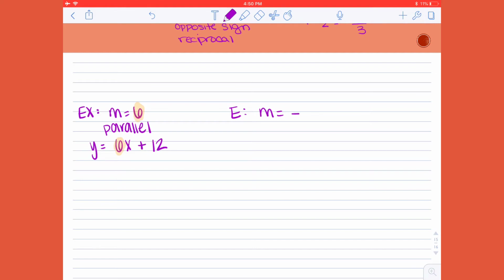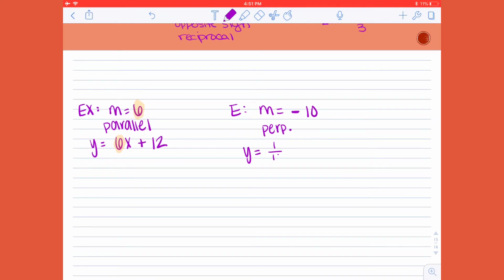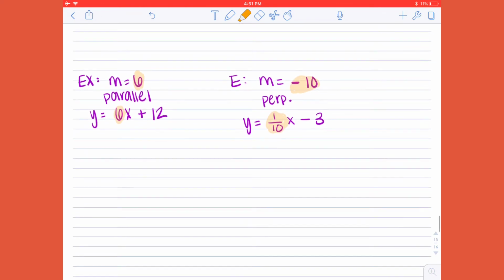So if I were to give you negative 10 as my slope and tell you that I want you to create a line that is perpendicular to this, you would be concentrated on your slope value, which in this case would need to be positive 1 over 10 x, and your intercept could be literally any value. And again, because this was negative, notice my new slope is positive, and the value was 10, and its reciprocal is 1 over 10.